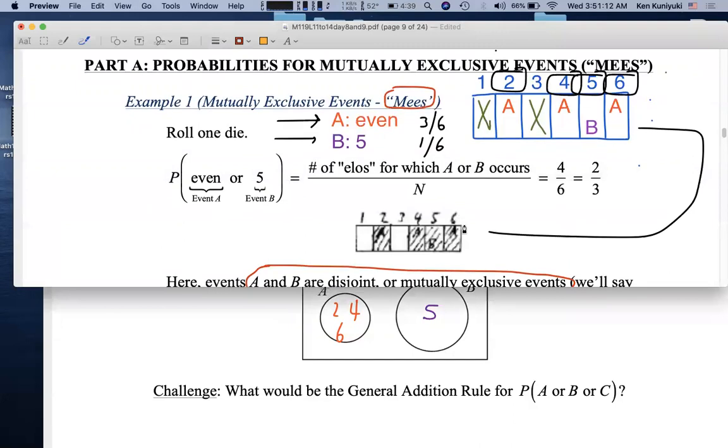All right. So the natural next question is, what happens if the events are not mutually exclusive? What if there are ELOs where both events can occur simultaneously? And that's next time.